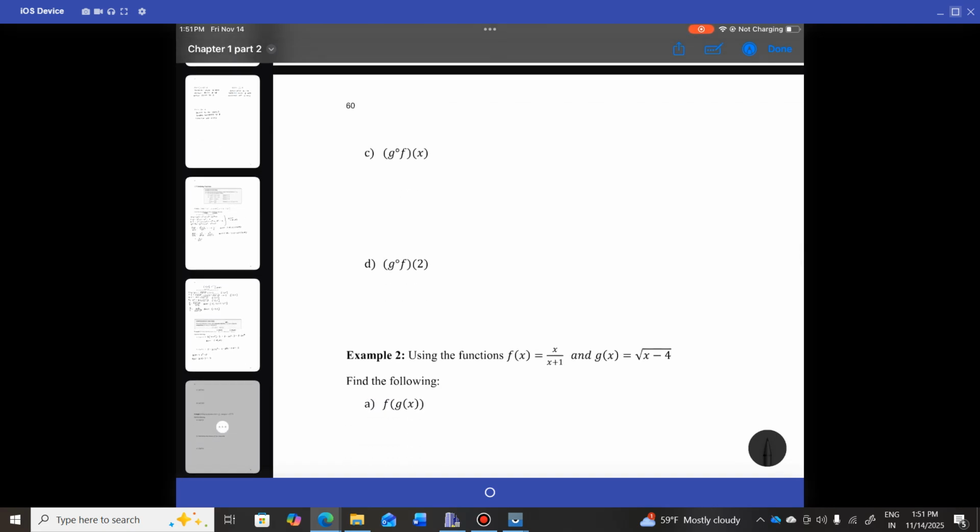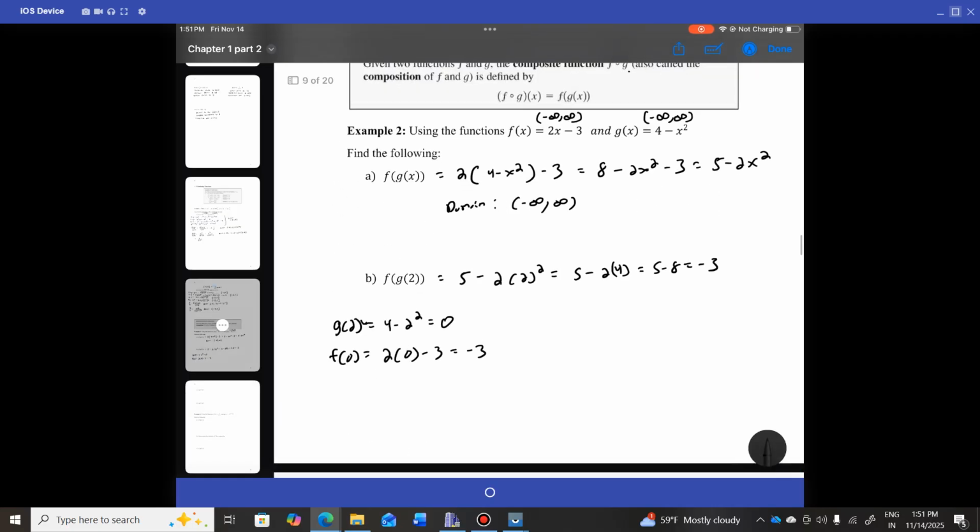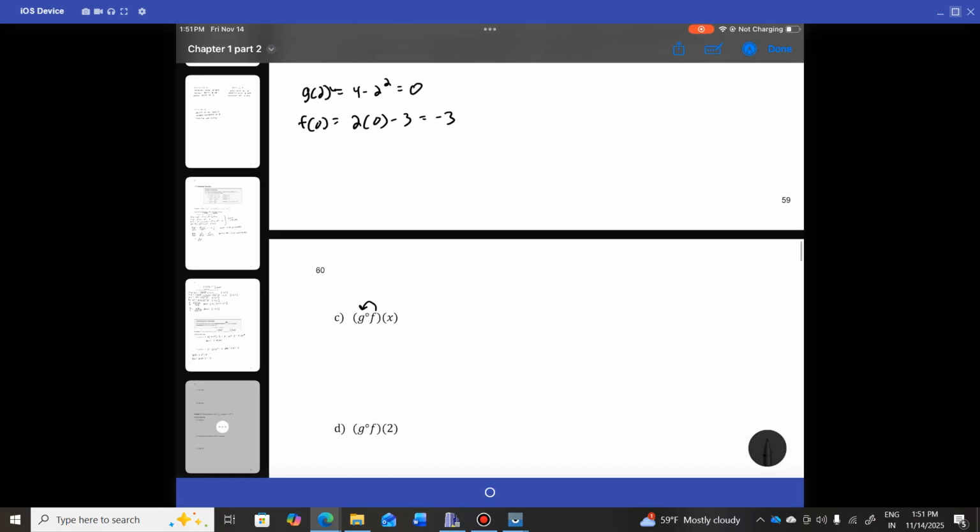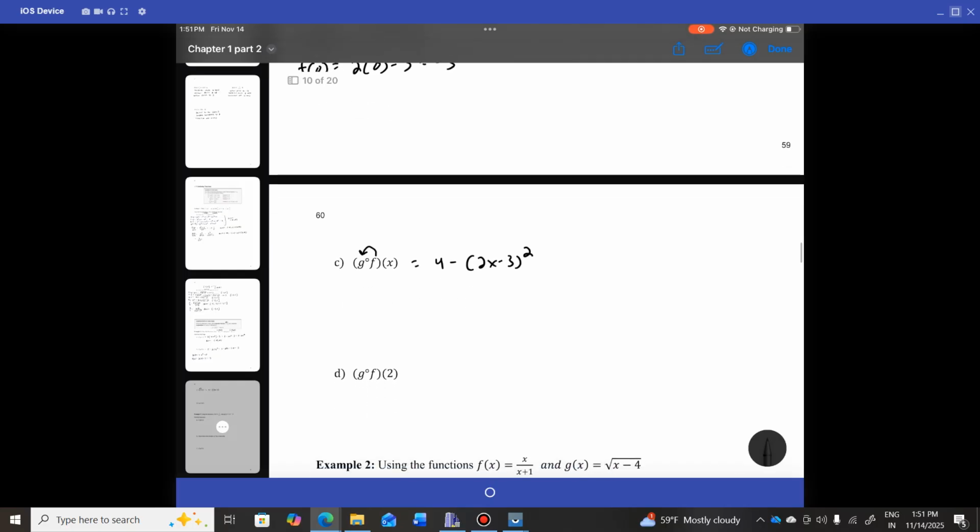Now, g composite f of x, where f goes in for g. So we have 2x minus 3, and we're putting that into 4 minus x squared. And so we want to FOIL this out.